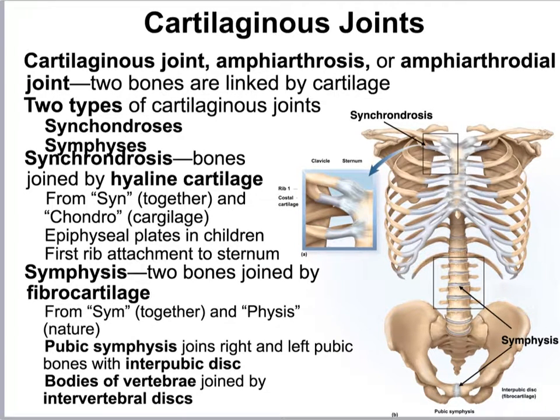So usually these are going to start off as cartilaginous joints with hyaline cartilage in between them. That hyaline cartilage will ossify into bone, and it will then become a bony joint. So the top joint between your first rib and the breastbone has hyaline cartilage there connecting the two bones together. That can ossify over time.